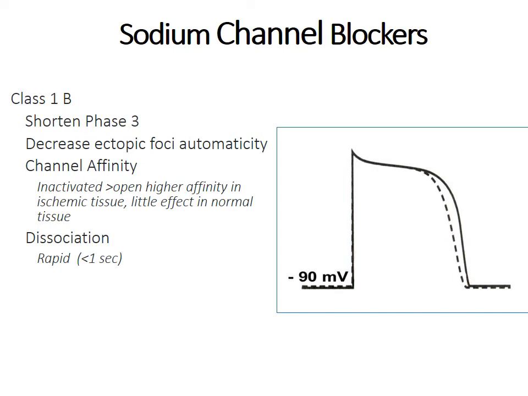So the way I remember the 1A antiarrhythmics is by using the acronym PDQ. So Procainamide, Disopyramide, and Quinidine. It's just the way I help myself to remember it.